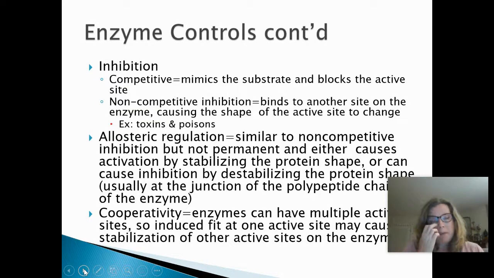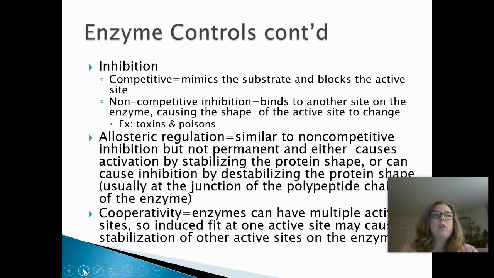You also have some other things that could happen with enzymes. You can get inhibition with enzymes, where something is preventing the enzyme to work. You're not denaturing the enzyme, but you're actually preventing it to work. The most common and easiest to understand is competitive inhibition.